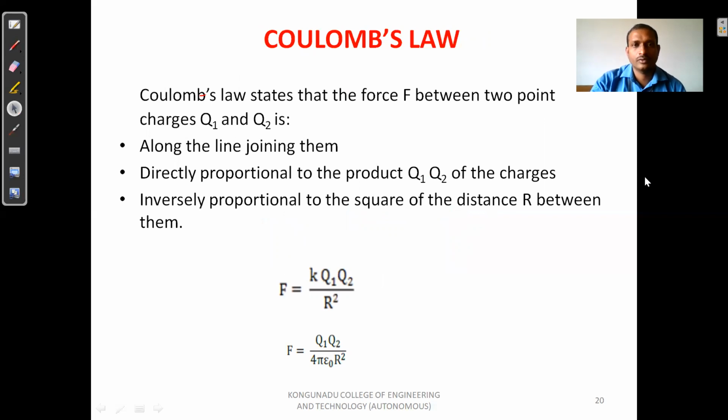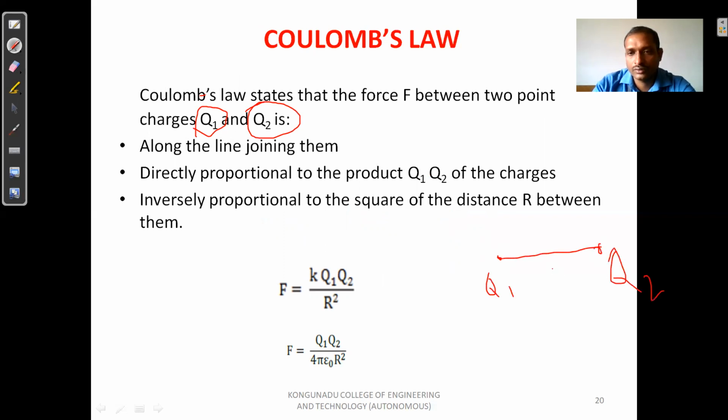So next one is Coulomb's law. It is under electrostatics. If you take two charges, q1 and q2, separated by a small distance r, some force will appear between the two charges. If the charges are the same, they repel each other. Opposite charges attract each other.